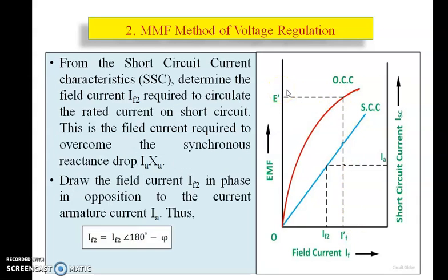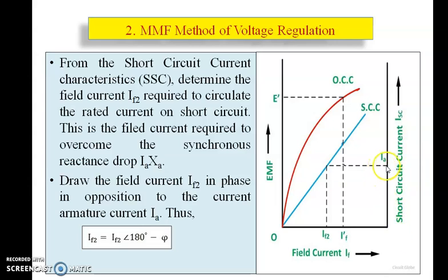Okay. Next, again from the short circuit characteristic SCC, determine the field current IF2 which is required to circulate the rated current on short circuit. That means, as we know, this is the graph related to the short circuit characteristics, and this IA is nothing but the rated short circuit current. That means it's the full load current of the generator, or rated short circuit current of the generator.